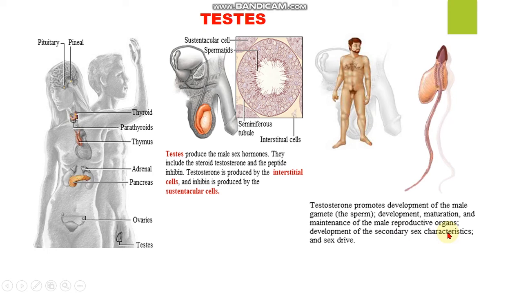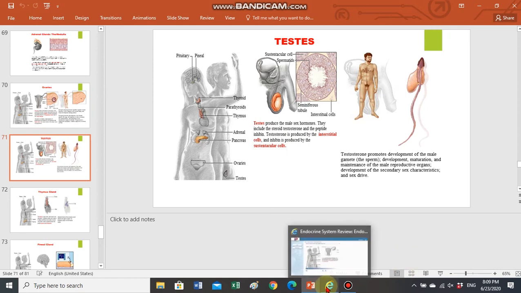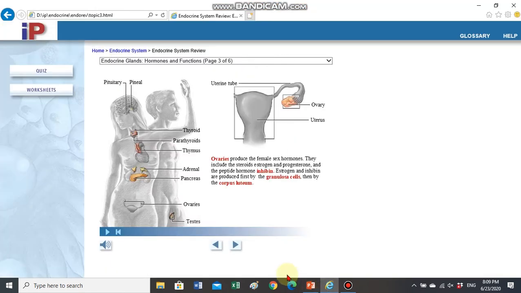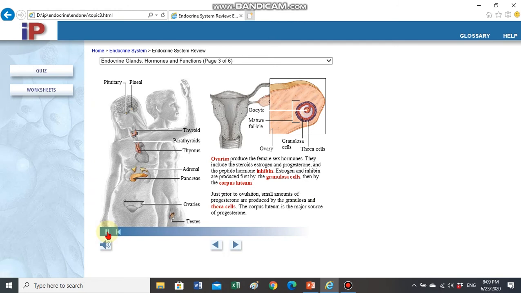Testes produce the male sex hormones. They include the steroid testosterone and the peptide inhibin. Testosterone is produced by the interstitial cells, and inhibin is produced by the sustentacular cells. Click the seminiferous tubule to review the targets and functions.